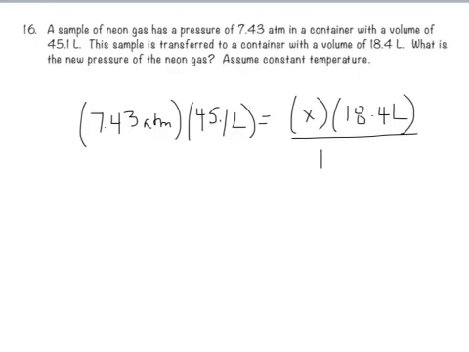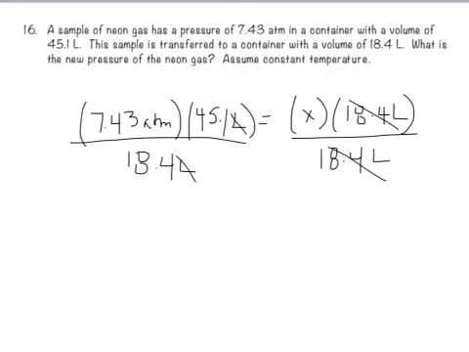Once again, you've got to get x by itself. So if I divide both sides by 18.4 liters, it goes away. Liters cancel. Multiply and divide. And my answer should be 18.2, the unit atmospheres.